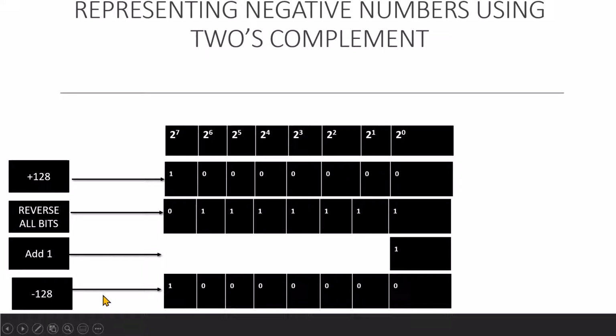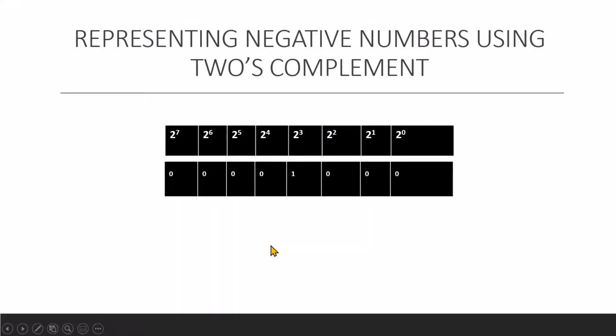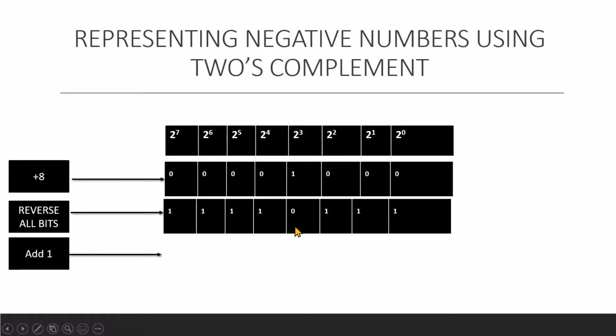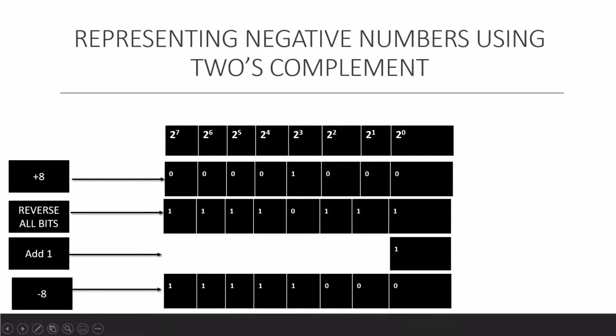Okay, so you will see that positive 128 and negative 128 have the same bit combinations, but because the leftmost bit is reserved for the sign, it's going to be negative. Now, another example of using 2's complement. What is this number? There's only one switch that is on. That's 2 raised to 3, that's positive 8. To get negative 8, we reverse the bits and then add 1 to the number. And then, of course, we get our result, which is negative 8.